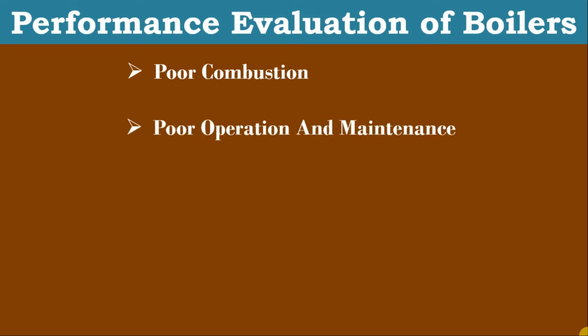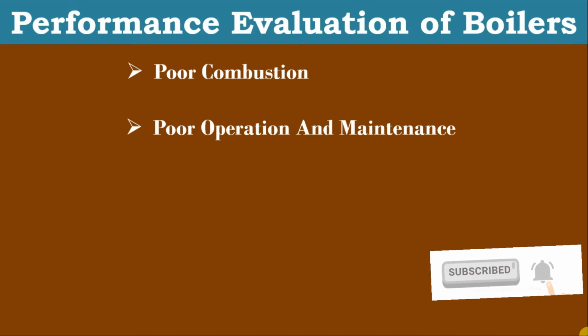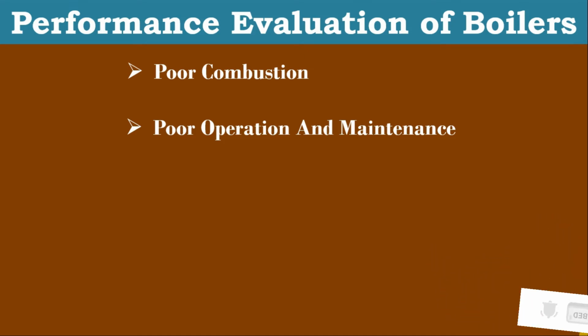Next one, poor operation and maintenance. When we talk about maintenance, if you use a coal-fired boiler, we know coal has a large amount of ash and moisture, even tar. So we have to regularly clean the boiler for a better heat transfer rate. When it comes to operation, we need to have the correct level of water. We need to check the water flow rate and steam flow rate, and also the air flow rate to the combustion chamber. Then only the performance of the boiler will be good.